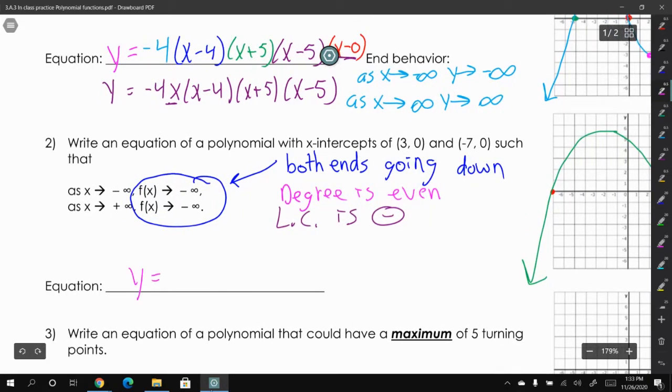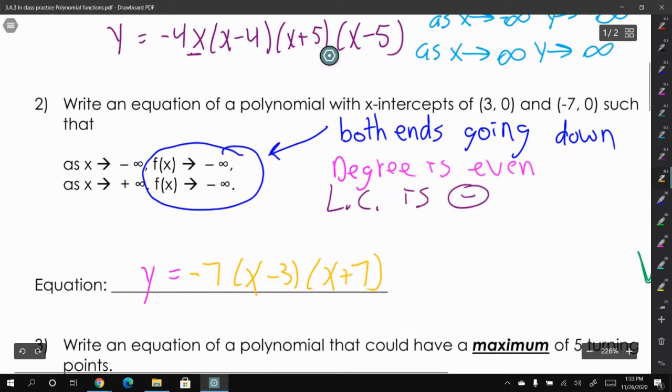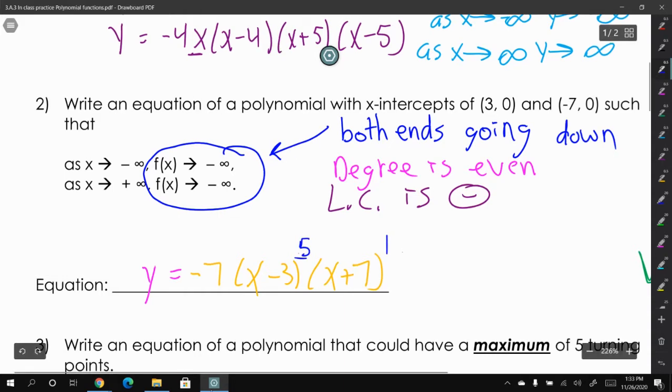So we have y equals, and the leading coefficient could be any negative number, negative 7, times x minus 3 times x plus 7. And you could have any odd number for your exponents. You could have 5 up here. This would still give us an even degree function because 5 plus the invisible 1 would be 6. So again, there are multiple right answers as long as your leading coefficient is negative and your factors both have odd degrees.